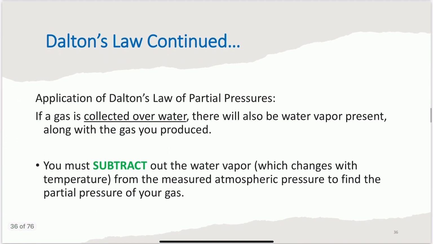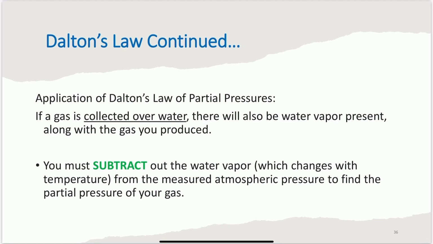Another application of Dalton's law is if a gas is collected over water. So if you've got a system, you're doing a reaction collecting the gas, but it's collected over water, there's also going to be water vapor present along with the gas you produce. In order to calculate the correct pressure here, you need to subtract out the water vapor. This changes with temperature, so water vapor is temperature dependent.